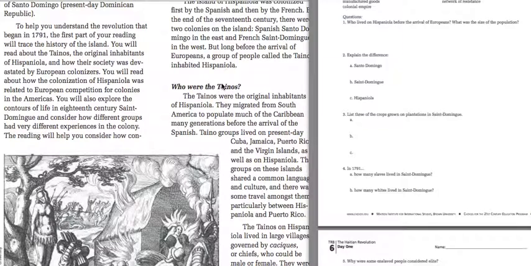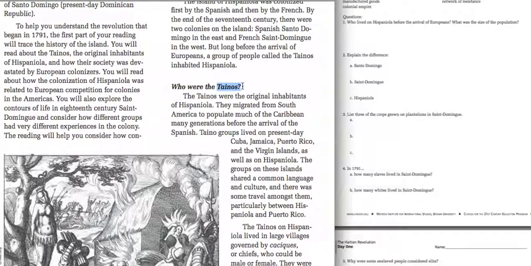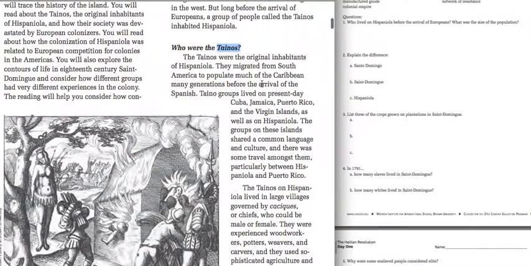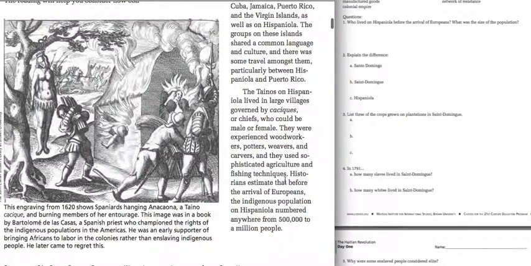So we know that it was the Taínos that lived on the island of Hispaniola before. And we know from down here that historians estimate that before the arrival of Europeans, the indigenous population, so the people that were originally living there on Hispaniola, numbered anywhere from 500,000 to 1,000,000 people. So that's what you're going to put for question number 1. The Taínos were a population that lived there, and 500,000 to 1,000,000 people for the size of the population.